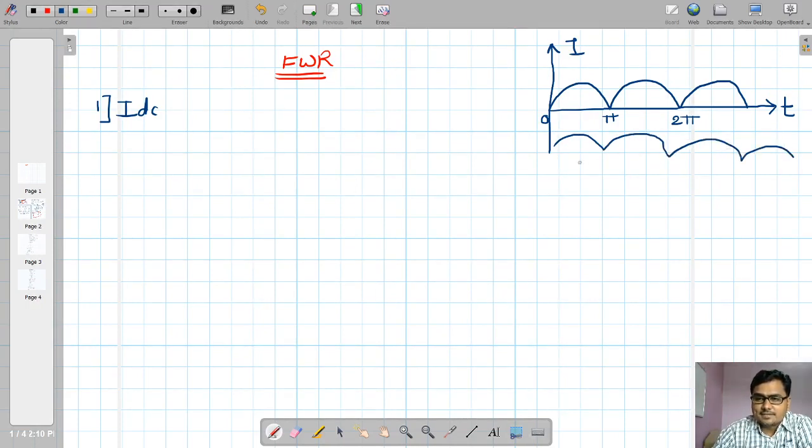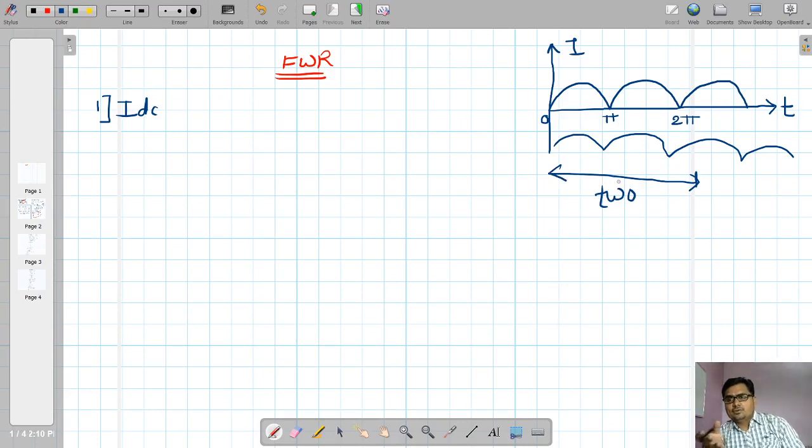From 0 to 2 pi, within that period, the signal repeats itself 2 times. That's the reason it has a ripple frequency of twice the supply frequency. That is another part; we will come to the ripple frequency. That time I will tell you the signal repeats itself in a period 2 times, and that's why it is twice the supply frequency.